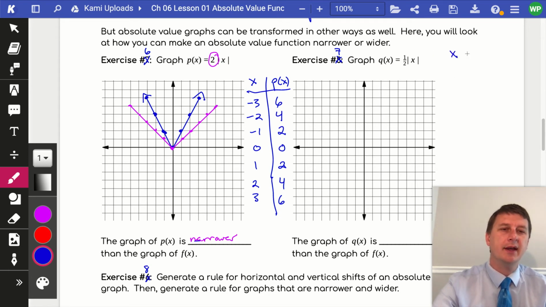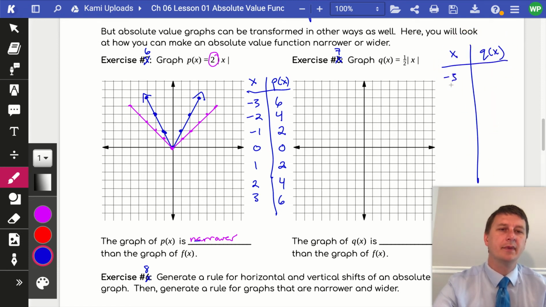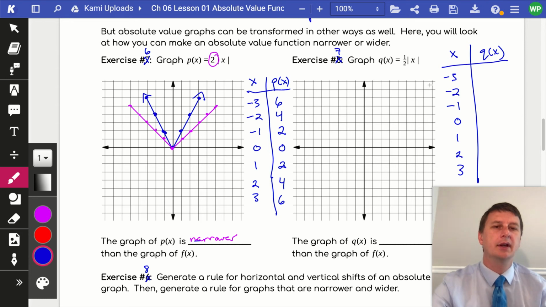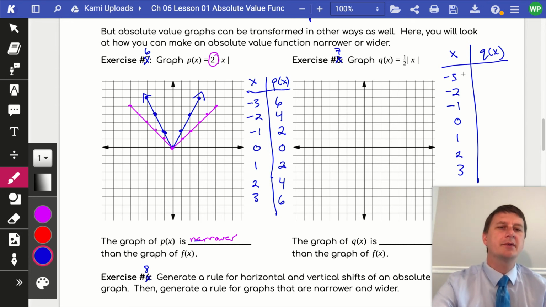We're going to have an x value and a q of x value. And again, we're going to use the numbers -3, -2, -1, 0, 1, 2, 3. And we want to do the absolute value of -3, which is 3, and half of 3. Oh, we're going to have decimals. Oh, that's okay. We'll see where it takes us. We're going to have -2. Absolute value of that is 2. Half of 2 is 1.